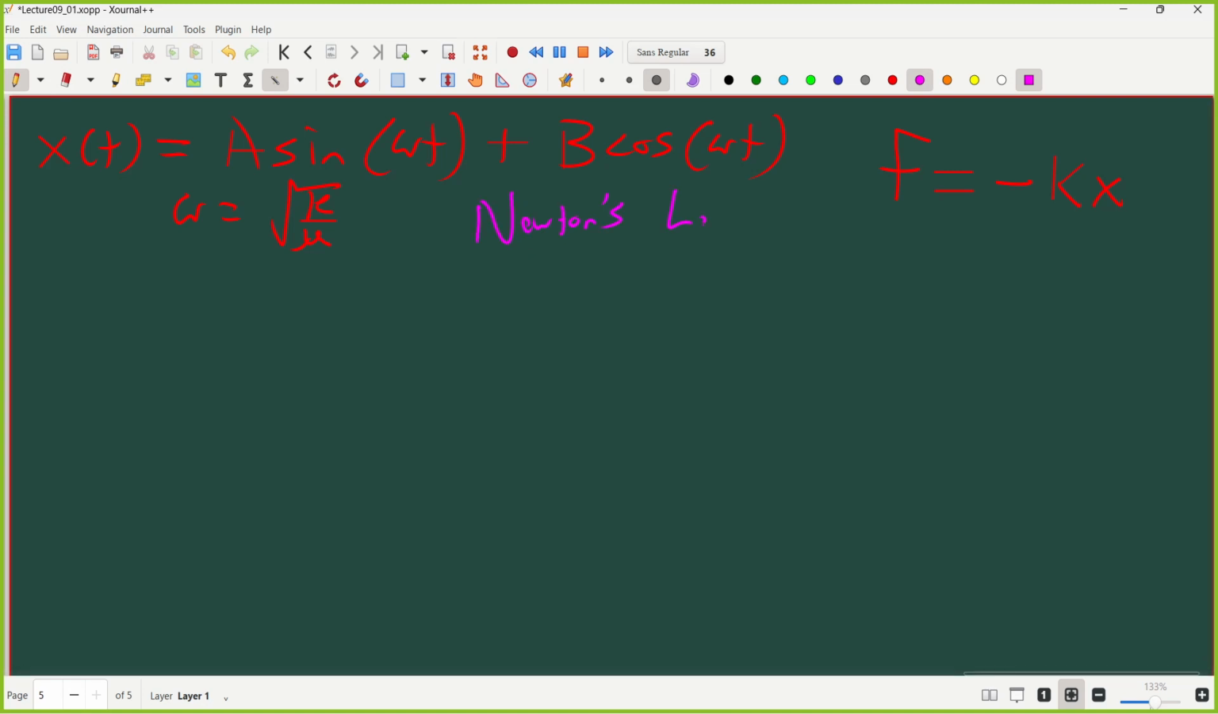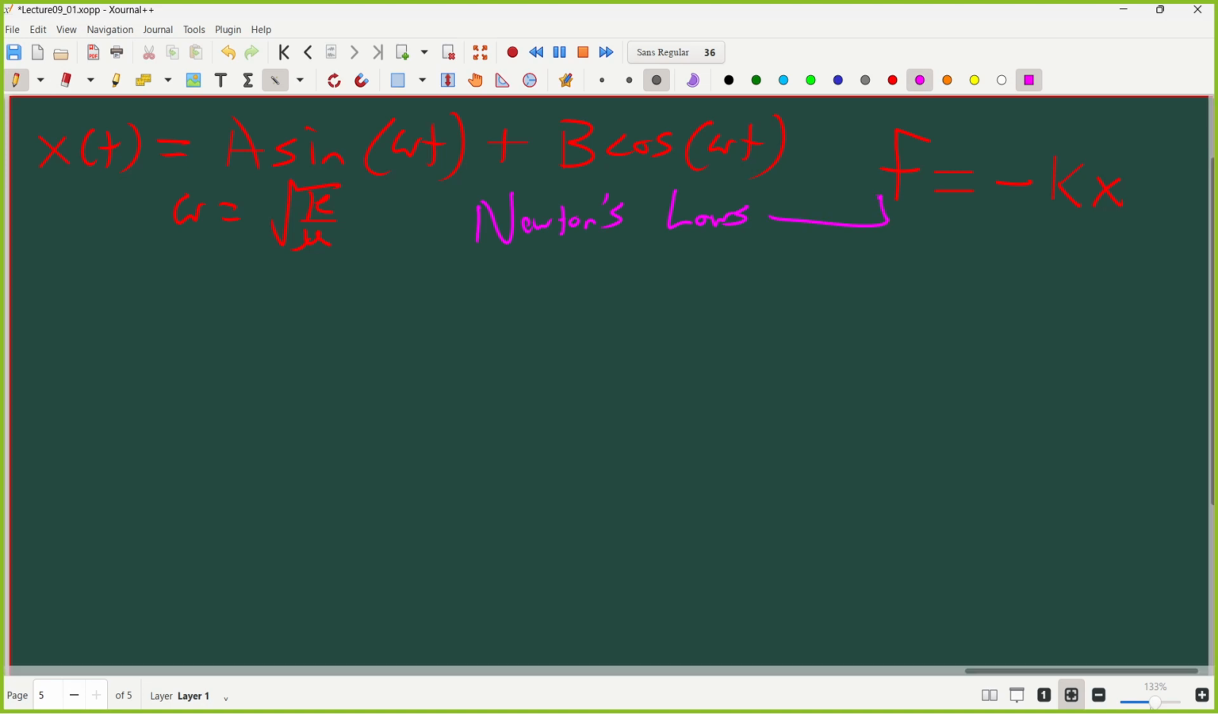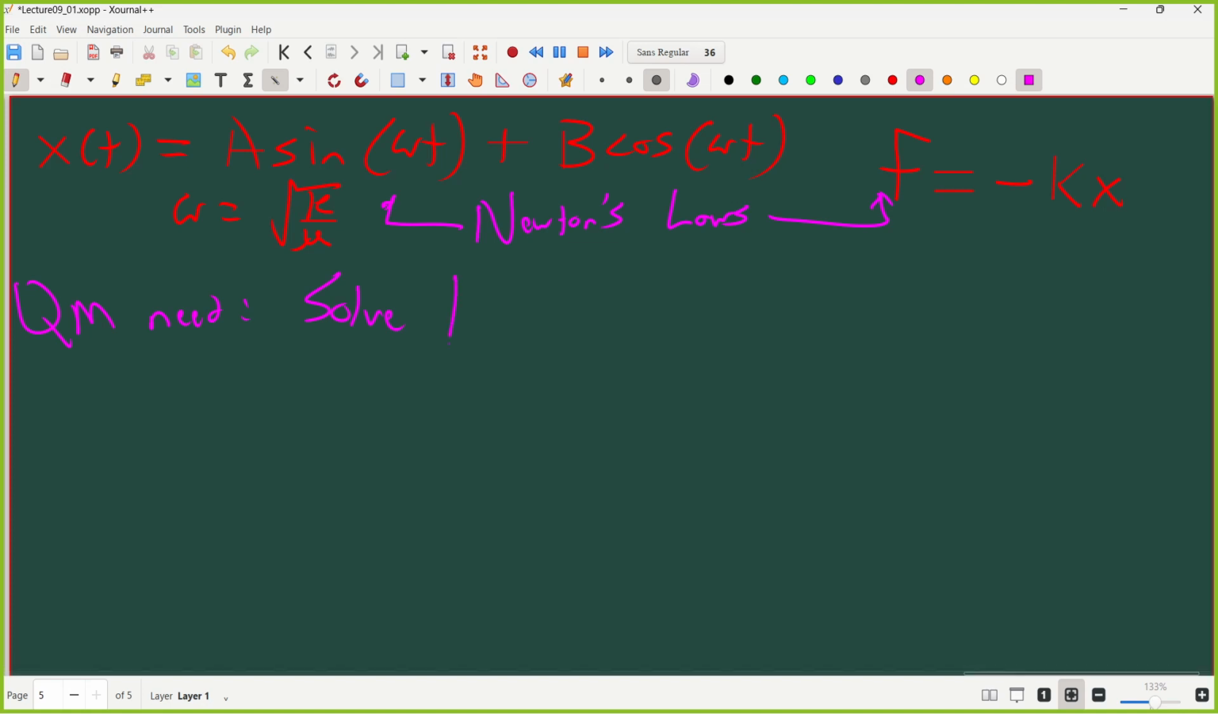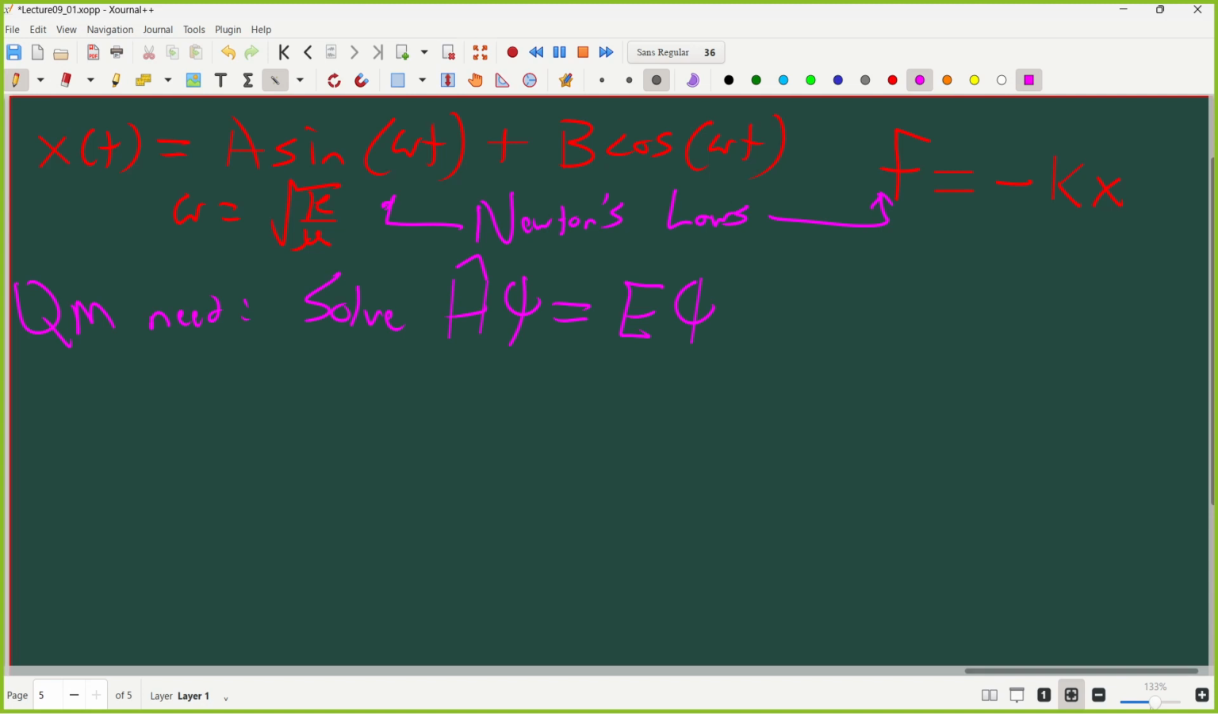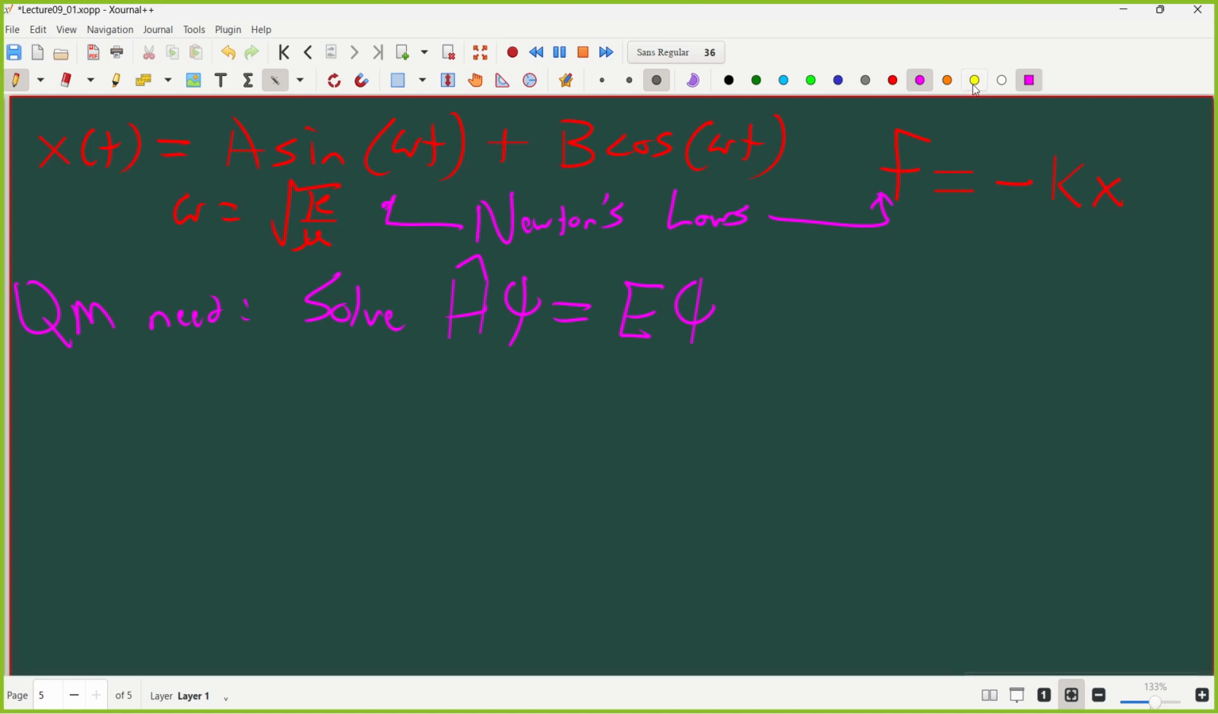But we're not doing Newton's laws in this class, so ultimately we need to do quantum mechanics. And so what does quantum mechanics need? Well, we need to solve the Schrodinger equation. Ultimately, that's what we have to do. So we have a different equation we need to solve. I'm going to stop using this pink. I'm sorry, it's really hard to see on the screen.